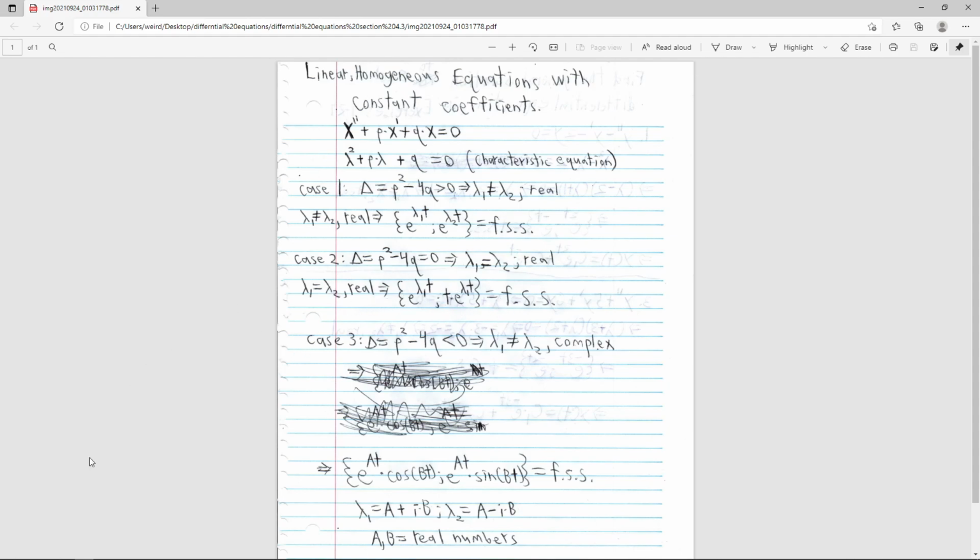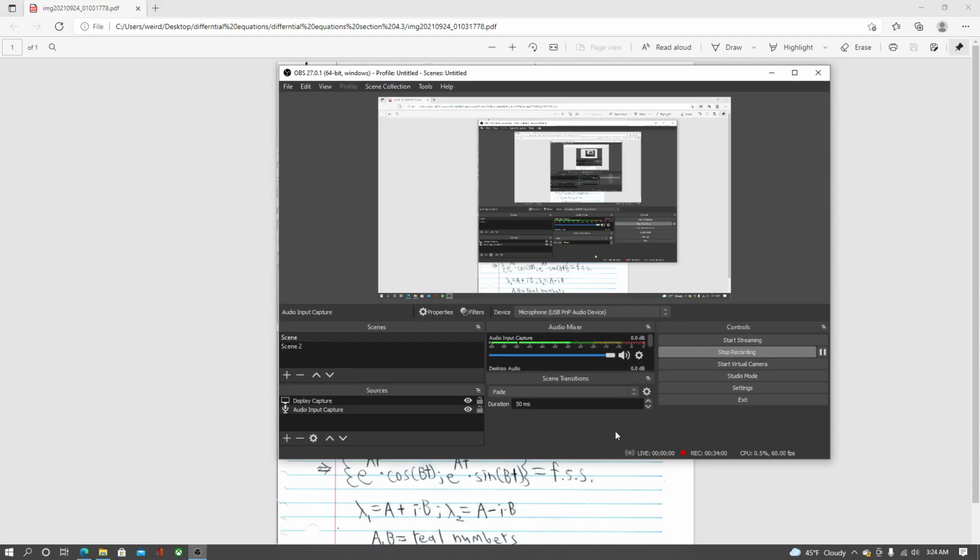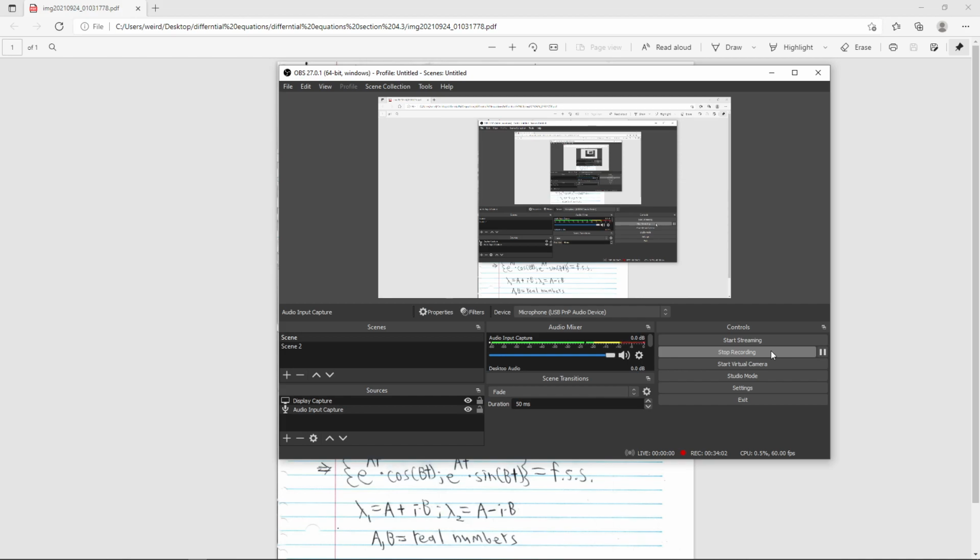Then the complex case is its own thing. But that's the best I can offer for this, and practice is the only other thing that can make you remember it.